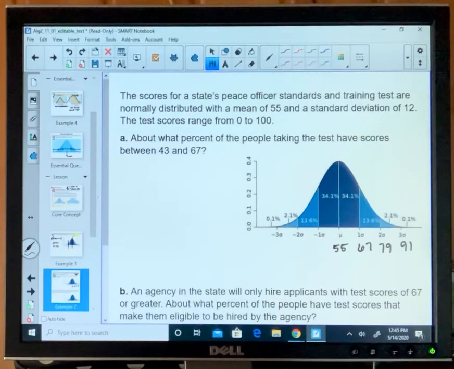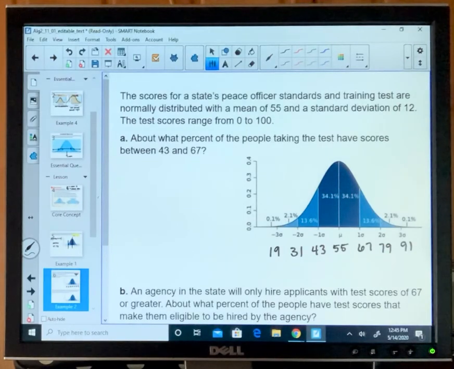So I have all of my positive ones by just doing plus 12. For the other side I just do 55 minus 12, I get 43. And then I go minus 12 again and I get 31. And I subtract 12 again to get my third standard deviation, 19, okay? So most people should fall between 19 and 91 on that score, right?